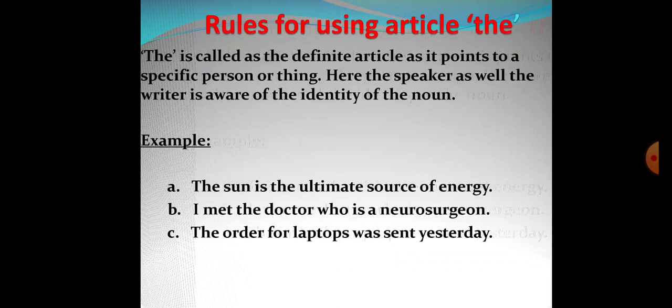The is called a definite article as it points to a specific person or thing. Here the speaker as well as the writer is aware of the identity of the noun. So wherever we know about the identity of the noun, there we use the article the. For example, the sun is the ultimate source of energy. We are specifically talking about the sun.